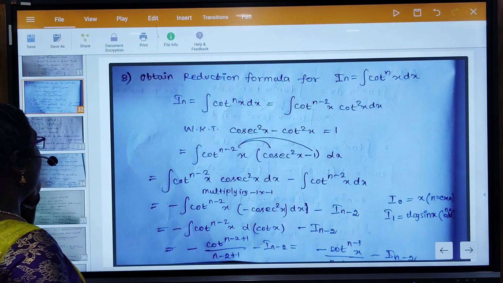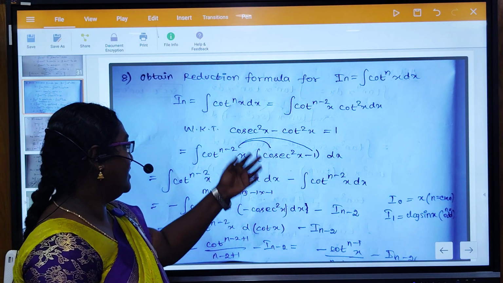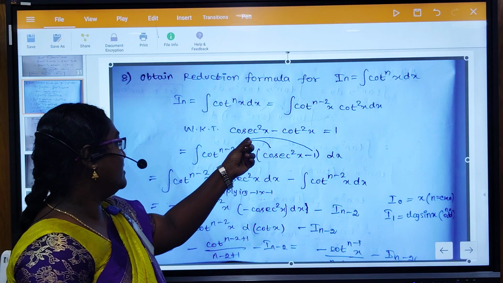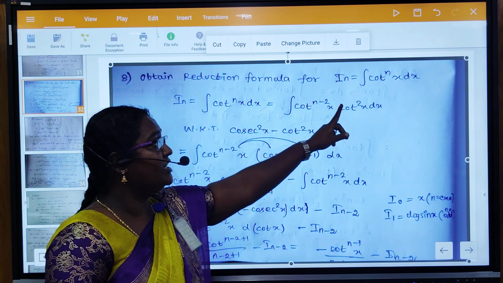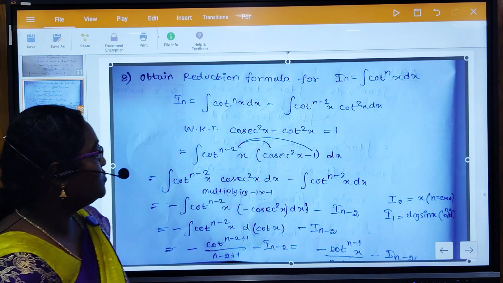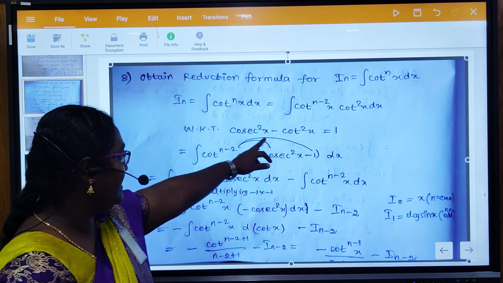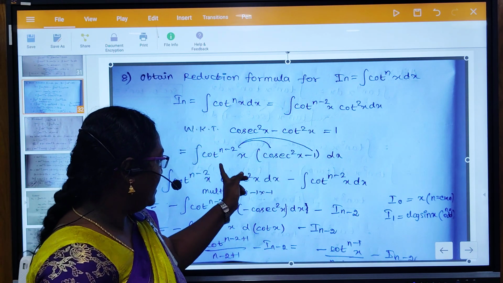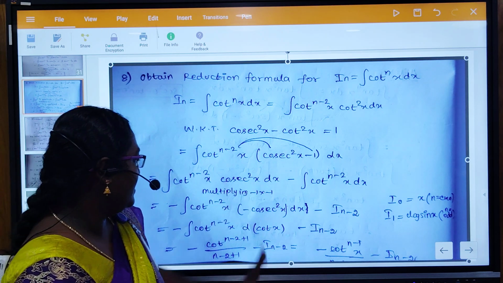Yes. Now we are going to see the cot power n. So cot power n, same way, basic trigonometric formula: cosecant square x minus cot square x is 1. To apply this, I am splitting the powers as cot power n minus 2 x and cot square x. So in the place of cot square x, I can write it as cosecant square x minus 1. I am taking this cot power n minus 2 inside the bracket. So it will be having this.